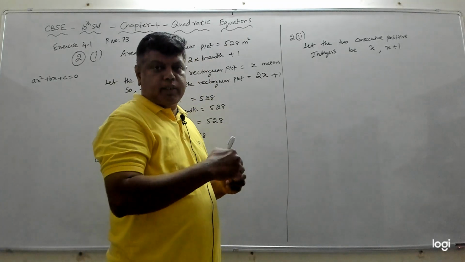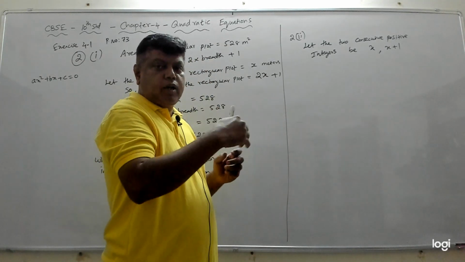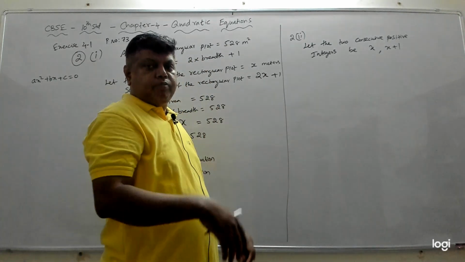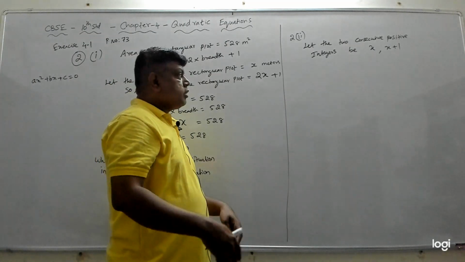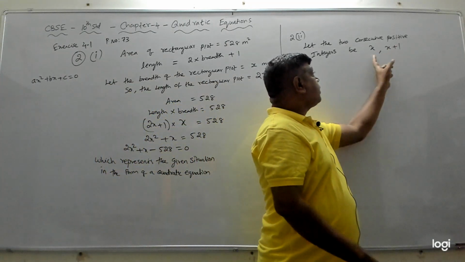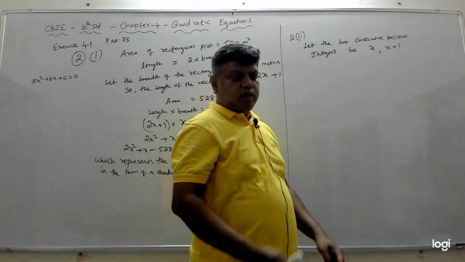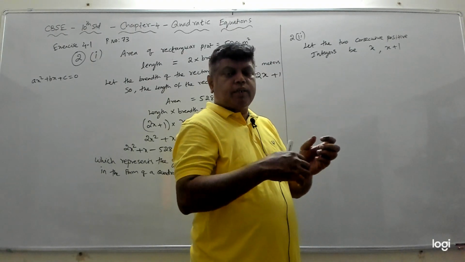So one integer is x. If one integer is x, what is the next integer? Because consecutive means next to next. What is the immediate integer after x? That is x plus 1. If 7 is one integer, the next consecutive integer is 8.